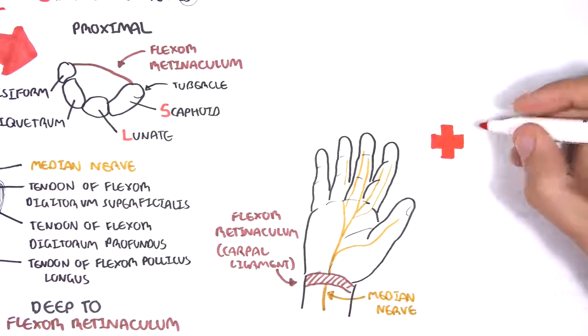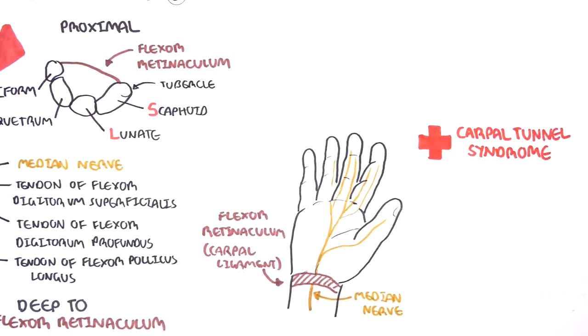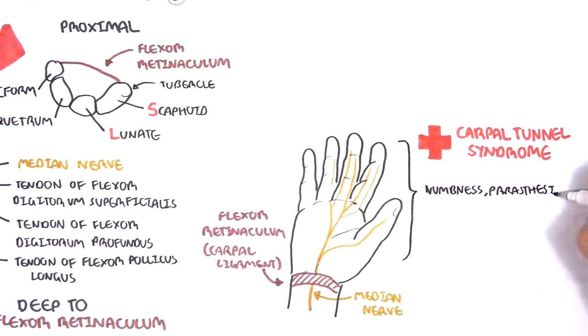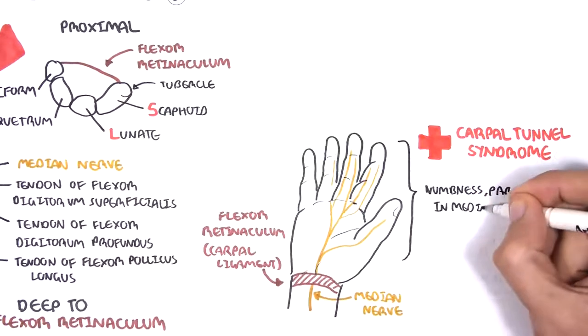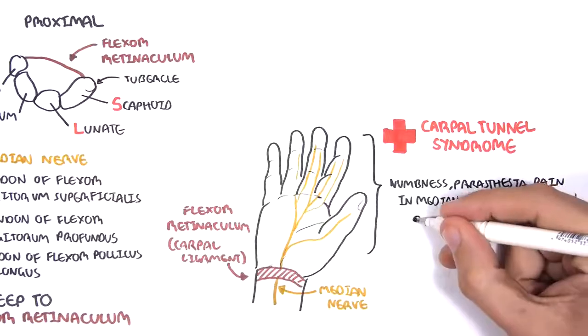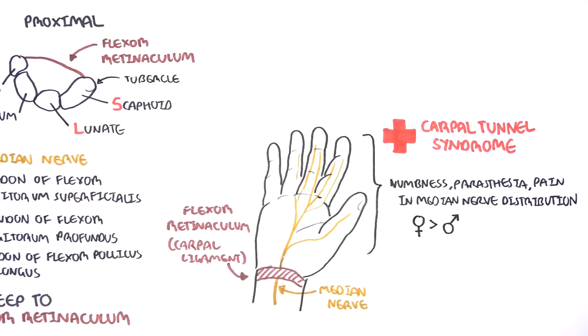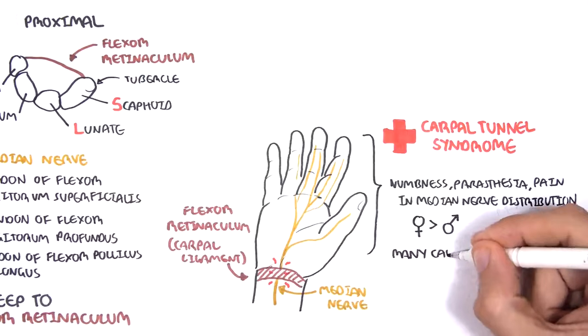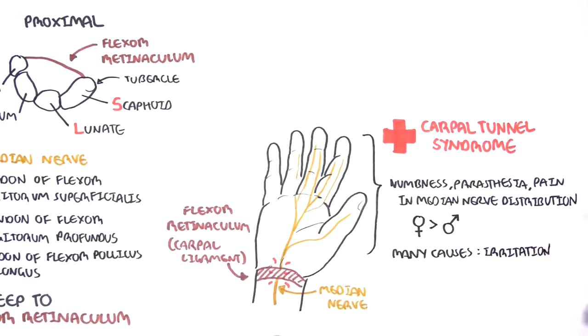Carpal tunnel syndrome is where you get compression of the median nerve at the flexor retinaculum, causing numbness, paresthesia, and pain in the median nerve distribution. Carpal tunnel syndrome affects females more than men. And there are many causes that can cause carpal tunnel and irritate the median nerve.